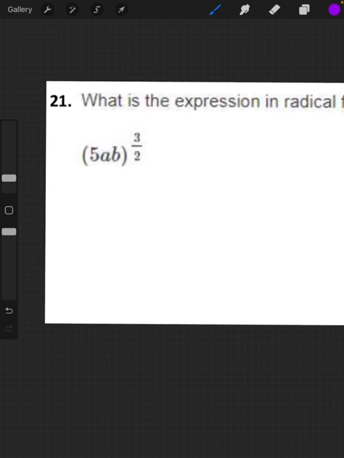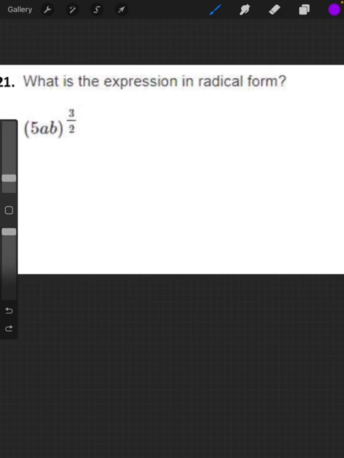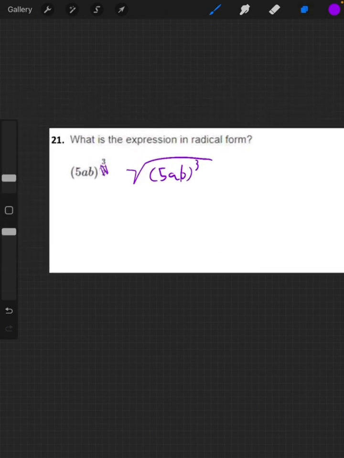Okay, so with a fraction, we can just make the bottom one a root. Since it is a 2, it would be square root. We don't have to write the 2 because square root is the default. If we got rid of that, that would make this an exponent. So we have 5ab all to the power of 3. And that's it, I believe.